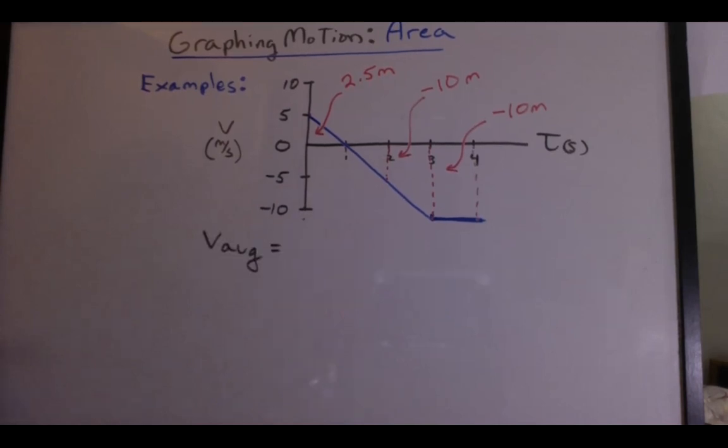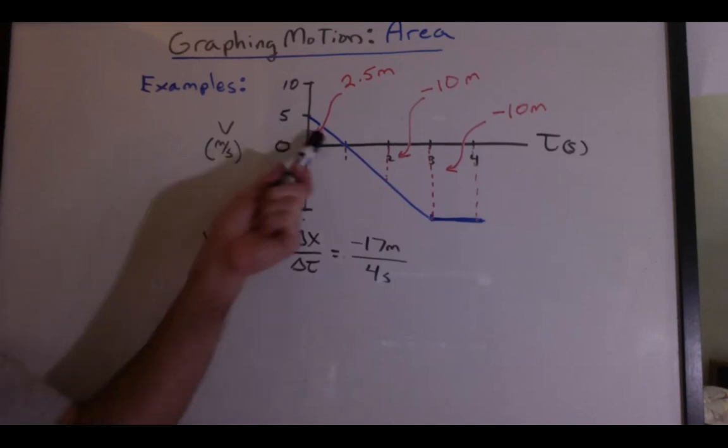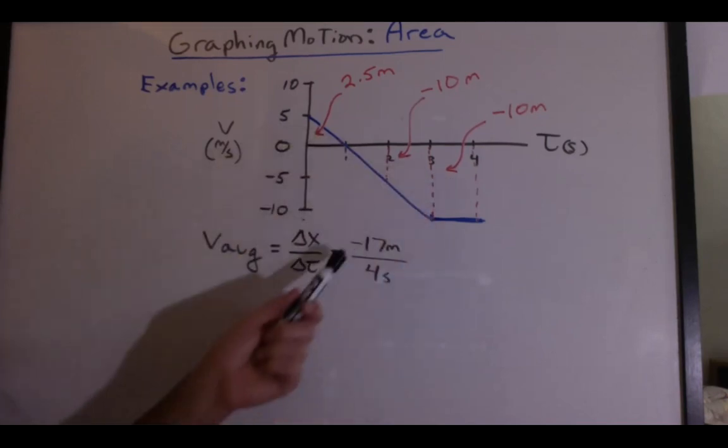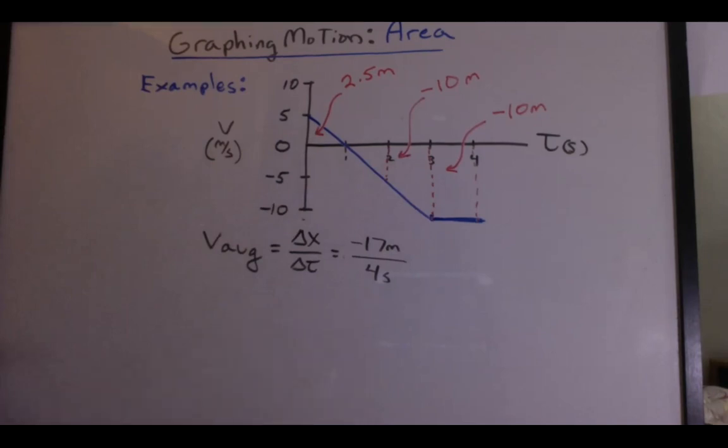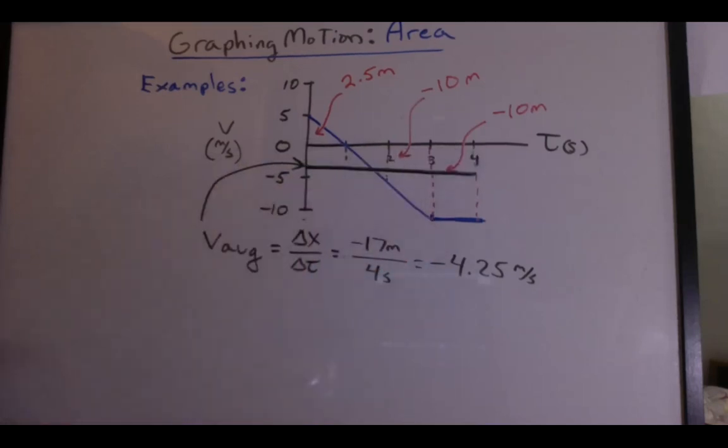Let's find the average velocity. The displacement, those areas. Negative 17 meters over 4 seconds. And we get negative 4.25 meters per second. Where's that on the graph? Right there. This area is negative 17 meters.